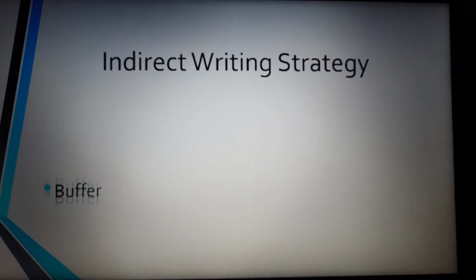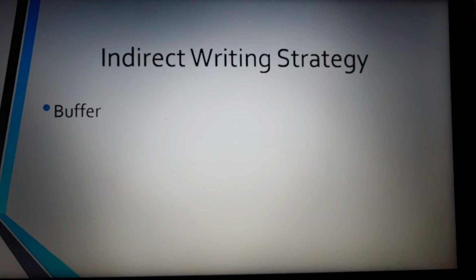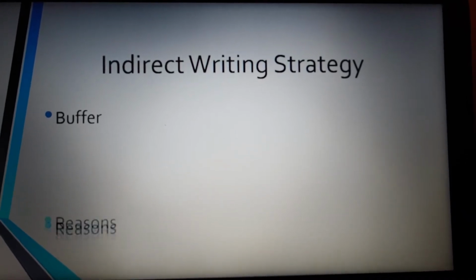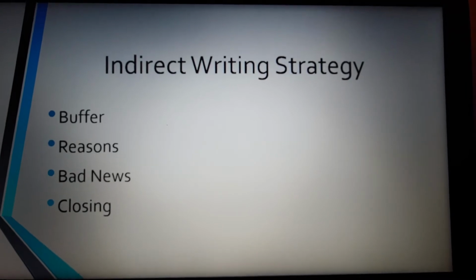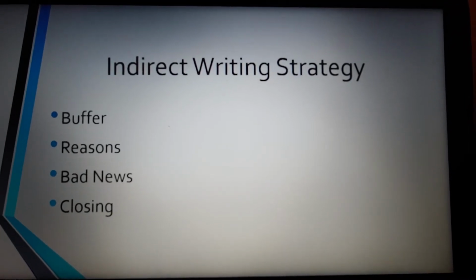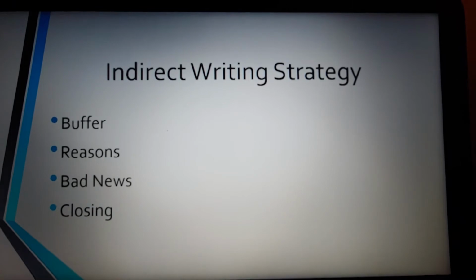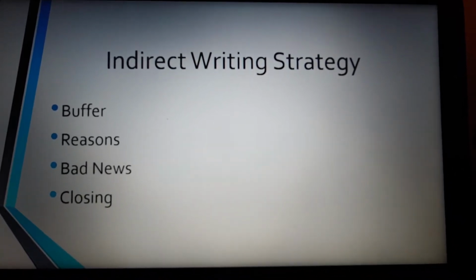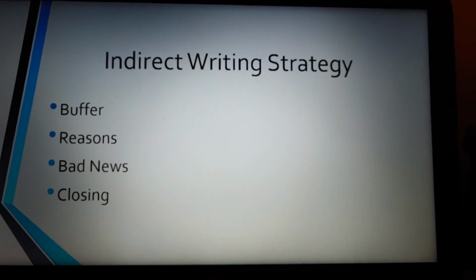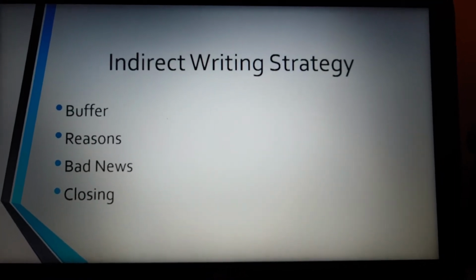So we're going to use the indirect writing style. It's really simple: buffer, reasons, bad news, closing. So your negative message memorandum must have 4 paragraphs. Once you get used to writing these negative messages, they actually are fairly easy to do if you follow this writing plan.